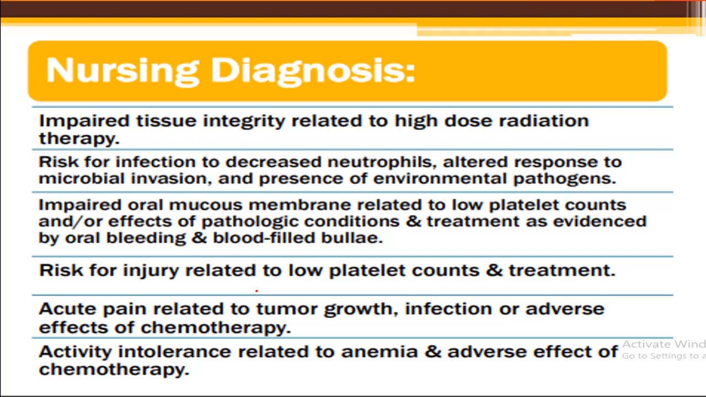Okay, anong mga pwedeng nursing diagnosis sa patient na mayroong leukemia? Okay. First is impaired tissue integrity related to high-dose radiation therapy. So, nag-undergo siya ng radiation therapy. Next is risk for infection related to decreased neutrophils, altered response to microbial invasion, presence of environmental pathogens. Okay, so yan, sabi ko nga, at risk sila for infection.